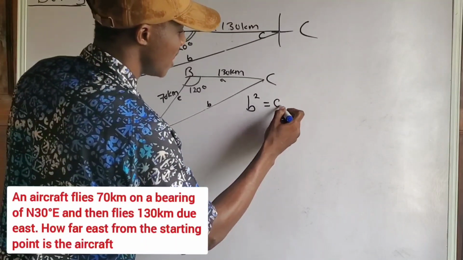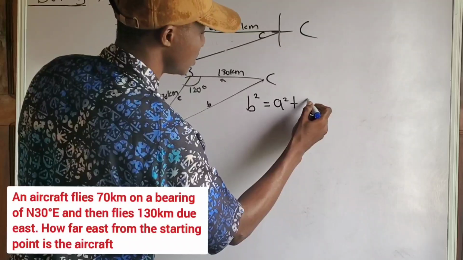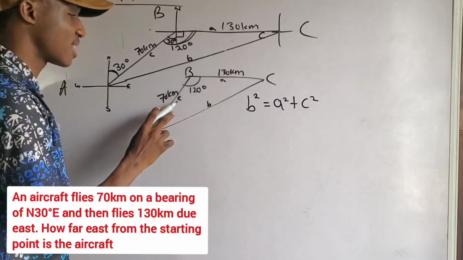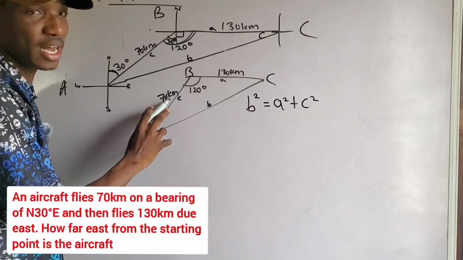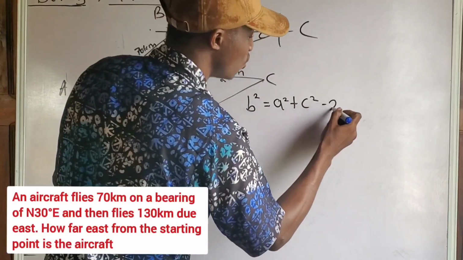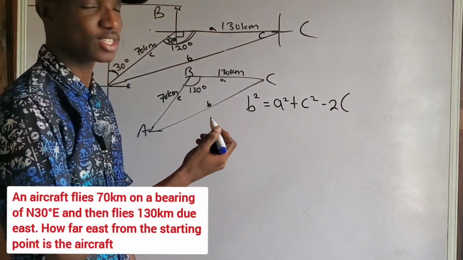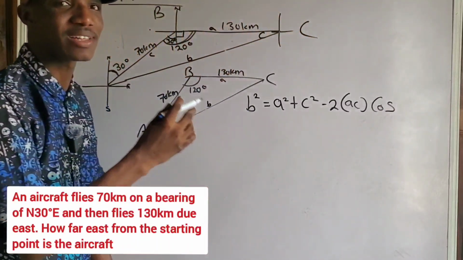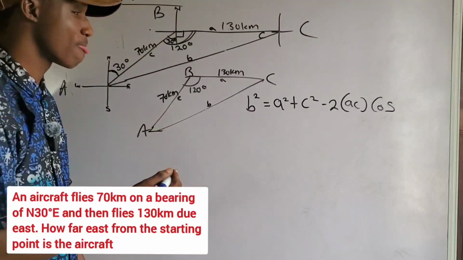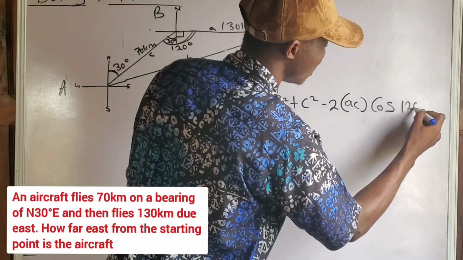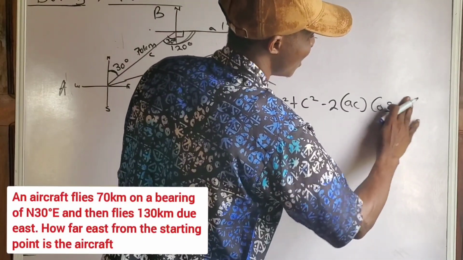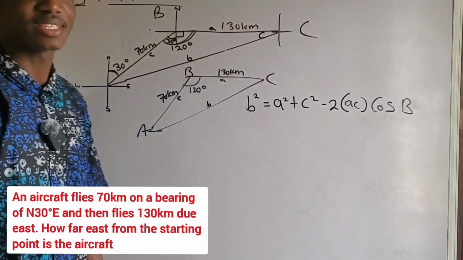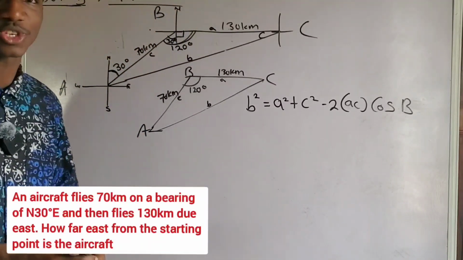So that will be a squared plus c squared, because we are given side a, which is 130 kilometers, and side c, which is 70 kilometers. Minus 2 multiplied by the product of the sides that you are given, which is ac, cos the angle that faces the side that you are looking for. So that is cos B, big letter B. Do you understand the solution?